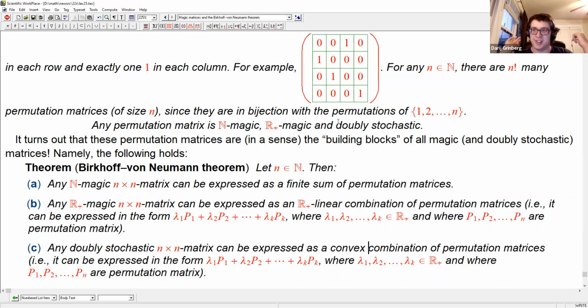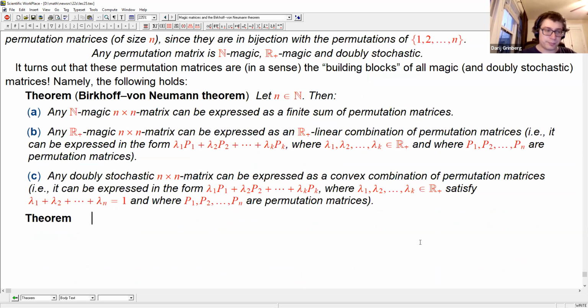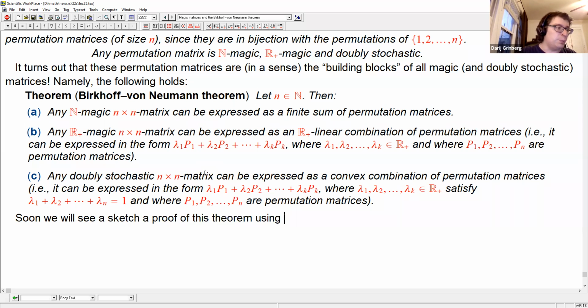But you can ignore all of this and just view it combinatorially. So I should say matrices, and now I should say they satisfy lambda 1 plus dot dot dot plus lambda n equals 1. So I will sketch a proof of this fact using either Frobenius or Hall. I think Hall is the most convenient one. So Hall's marriage theorem. First, two simple lemmas.